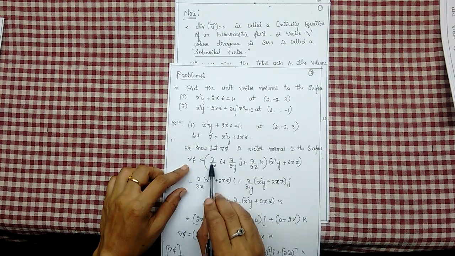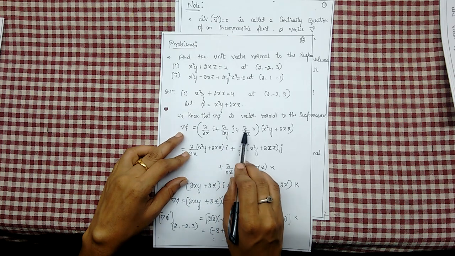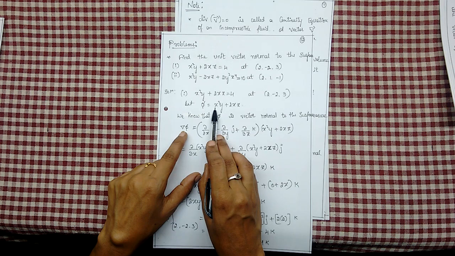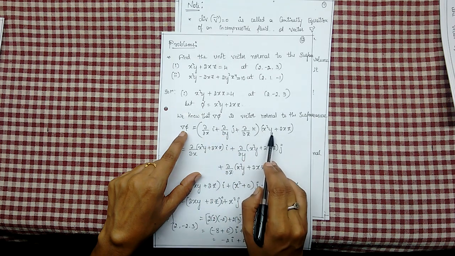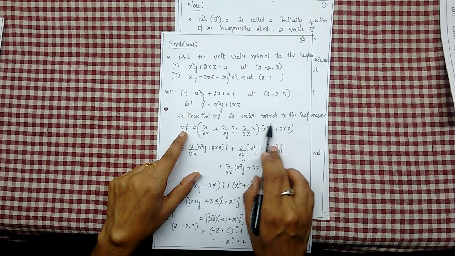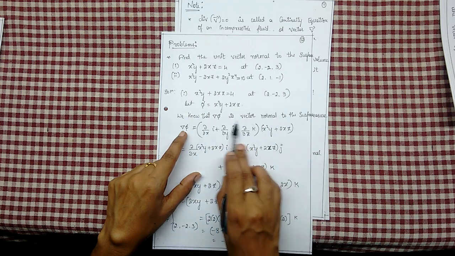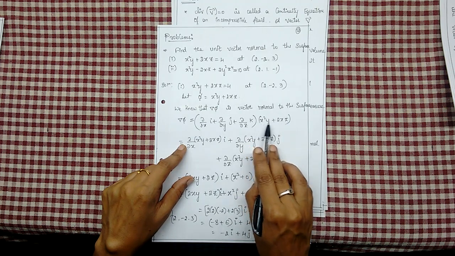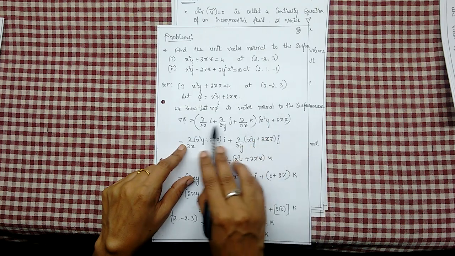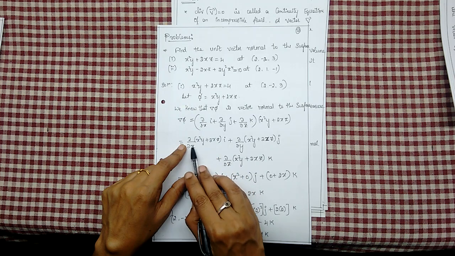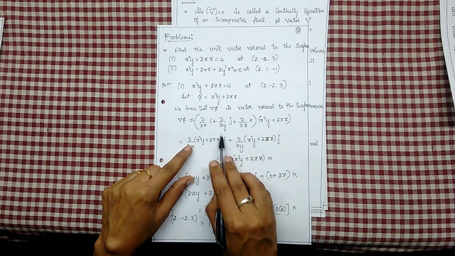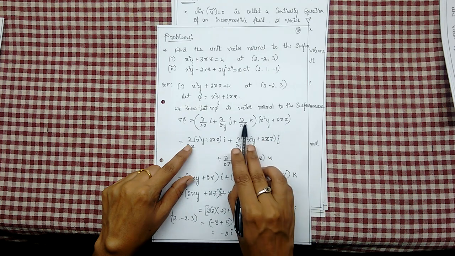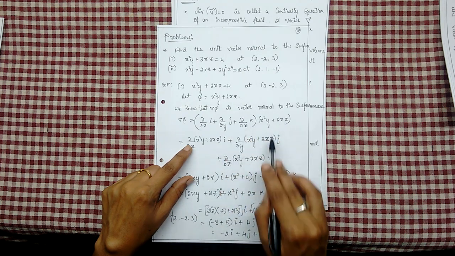What is del? Del is equal to del by del x i plus del by del y j plus del by del z k, operating on phi. What is the given phi? Phi is the surface, x square y plus 2xz. Here the i, j, k terms are not there; it is completely a scalar function, so I have to apply this throughout. So, del by del x of this complete term into i plus del by del y of this complete term into j plus del by del z of this complete term into k.